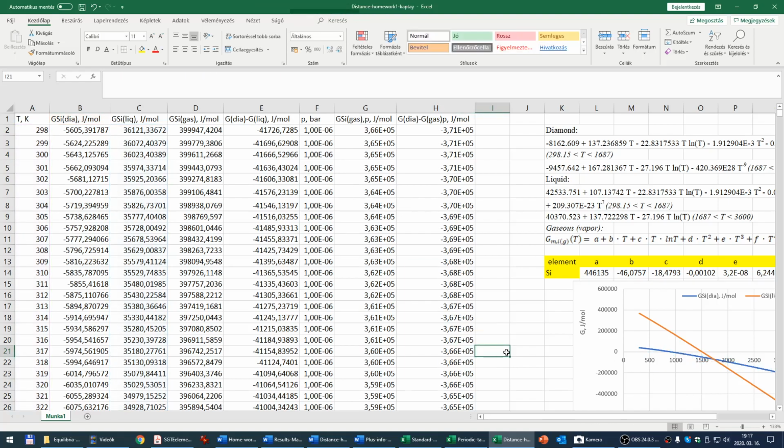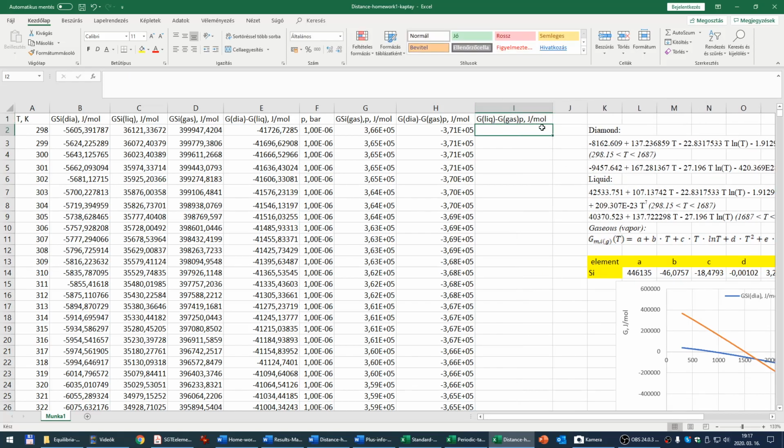Oops. And this cross section at approximately 1700 Kelvin should be the first boiling point. To find it more precisely, I need a new column, which must be the difference between the liquid and the gaseous molar Gibbs energies at given pressure. Units are still joule per mole. Which can be easily calculated because G is for liquid, minus G is for gas at given pressure.